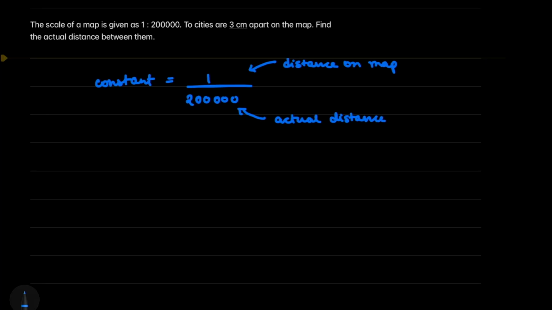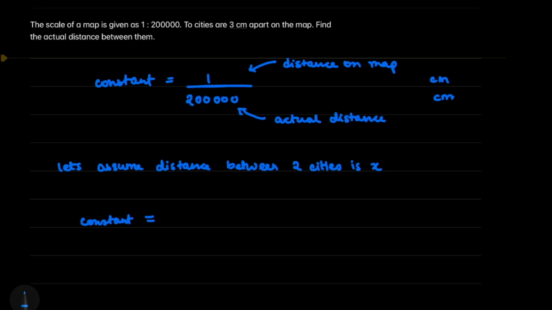So as we have the constant, let's assume that the distance between the two cities is x. We have to make sure that this is all in centimeters. So that is 1 centimeter by 200,000 centimeters. We have to always keep the units the same when we are working with these kinds of proportions. So we will know that the constant, 1 by 200,000, is equal to 3 by x.